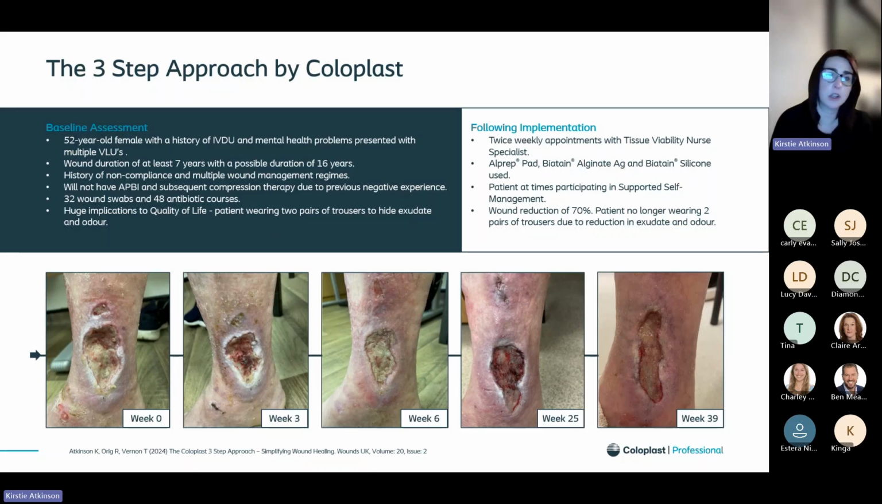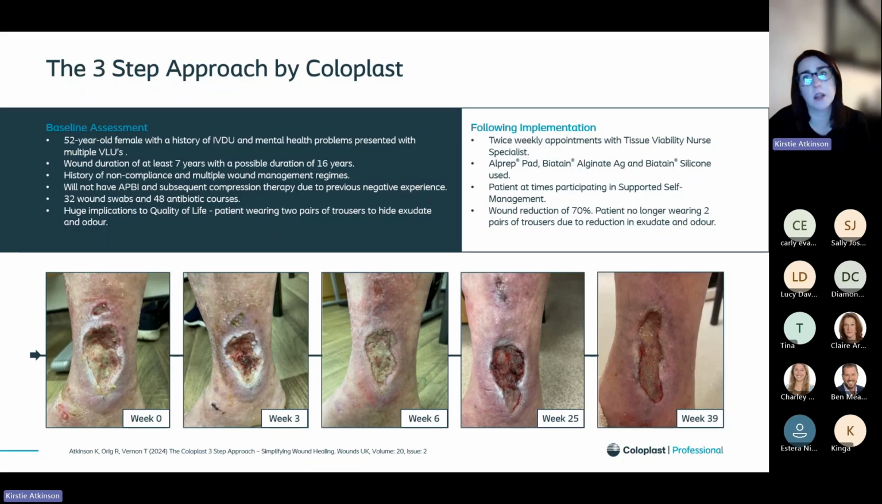And these wounds were having huge implications on her quality of life. I first saw this lady over the coronation period, and she was supposed to go out for a family afternoon tea to celebrate, and she refused to go because she was that embarrassed about the smell that was coming from the wound and the amount of exudate. And the exudate was that bad that she was wearing 2 pairs of trousers to hide what was leaking out, because it just wasn't being absorbed into the dressing.